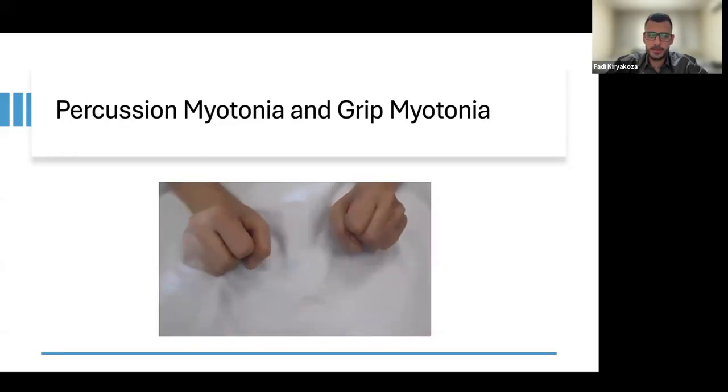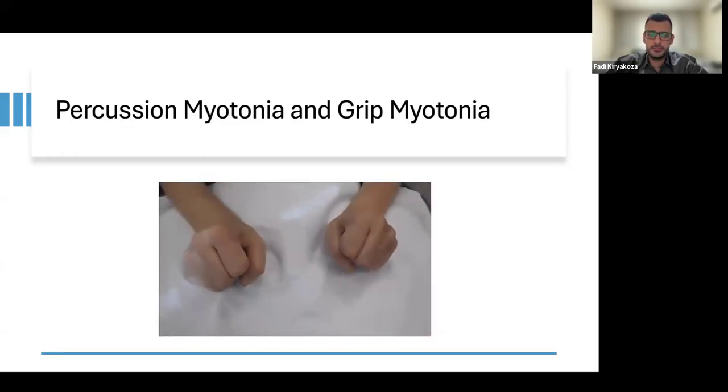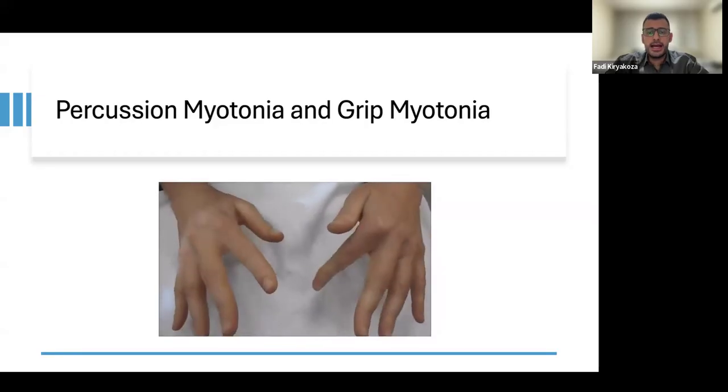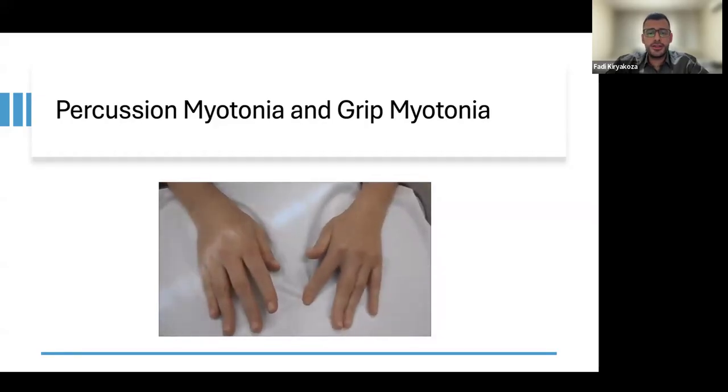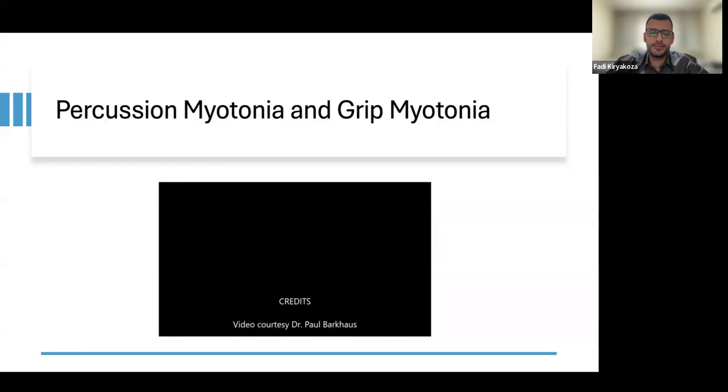Fist. Open quickly. And typically in a patient with myotonia congenita, this will improve after 5 or 6 attempts.